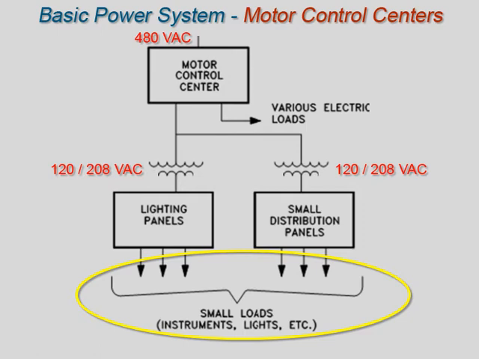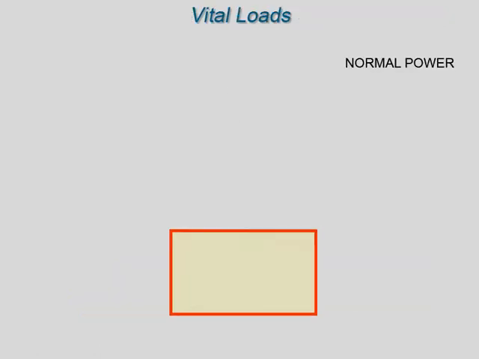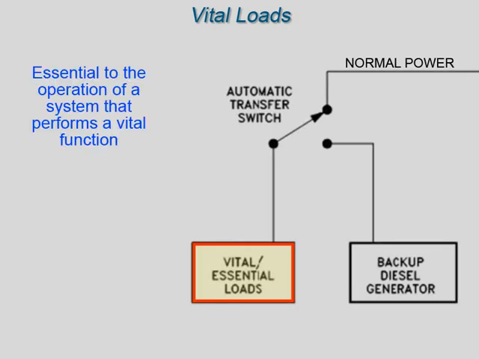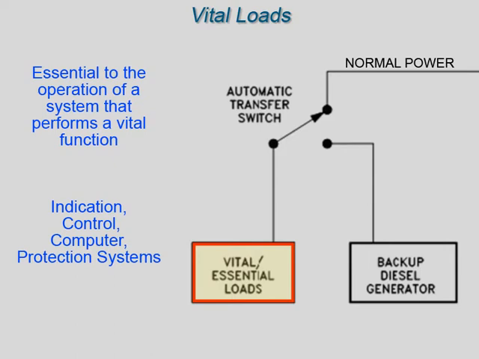Panel boards provide the distribution of power to small loads and consist of panels that contain small breakers similar to breakers found in the home. Some loads are known as vital or essential loads. These loads are electrical components that are essential to the operation of a system that performs a vital function. Generally, indication, control, computer, and protection systems are considered vital loads. When a reduction or loss of normal power occurs, power availability to vital loads is assured through the use of backup diesel generators and by de-energizing non-essential loads.